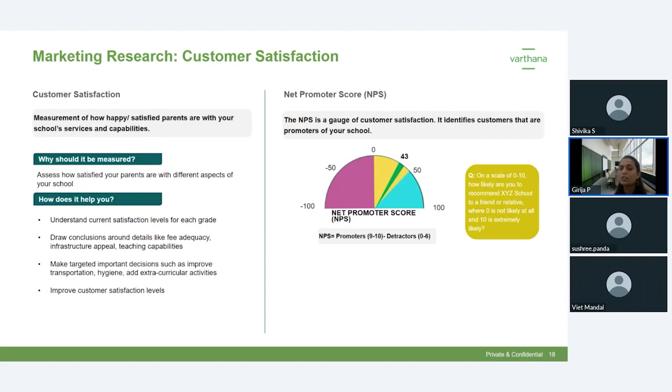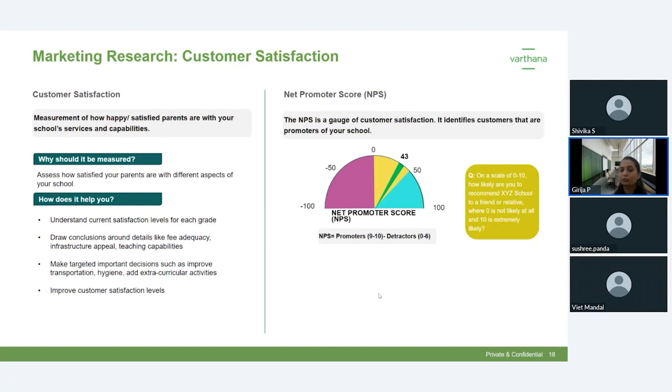So for example, you have conducted this survey with 500 parents, and mostly parents have rated you 9 to 10. There are 300 promoters and 200 detractors. So if you subtract 300 minus 200, your score is 100. It means you are on the positive side. Parents are satisfied with you.